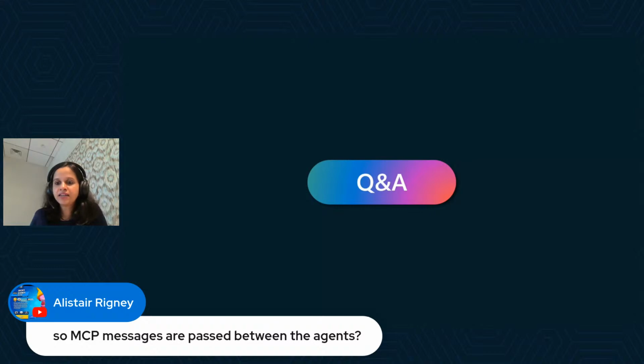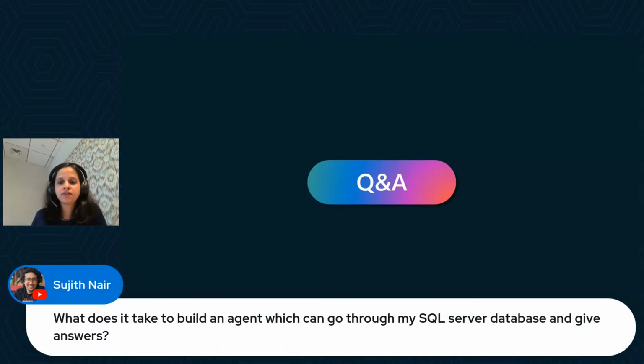What does it take to build an agent which can go through my SQL Server database and give answers? Oh, great question. I can think of multiple ways. One way is that I have an agent and I create a Semantic Kernel plugin, which can connect to a database and query the database. A more sophisticated way to do it will be to build an MCP server on my database, and Semantic Kernel has inbuilt support for MCP. So connect to the MCP server of that database and then query the database. I think that would be a more sophisticated and better way to do this.